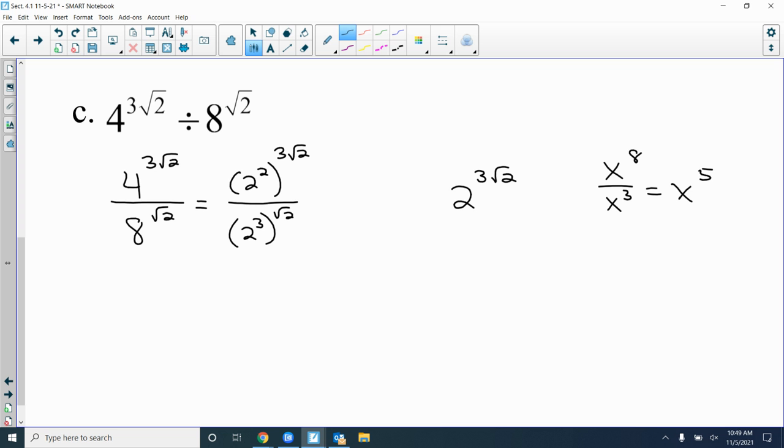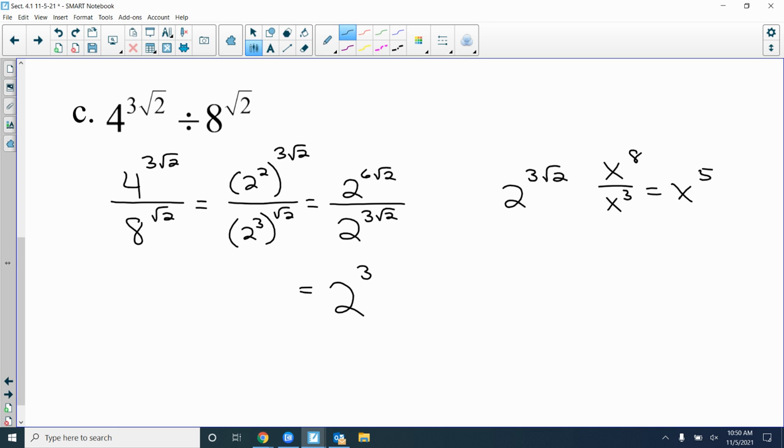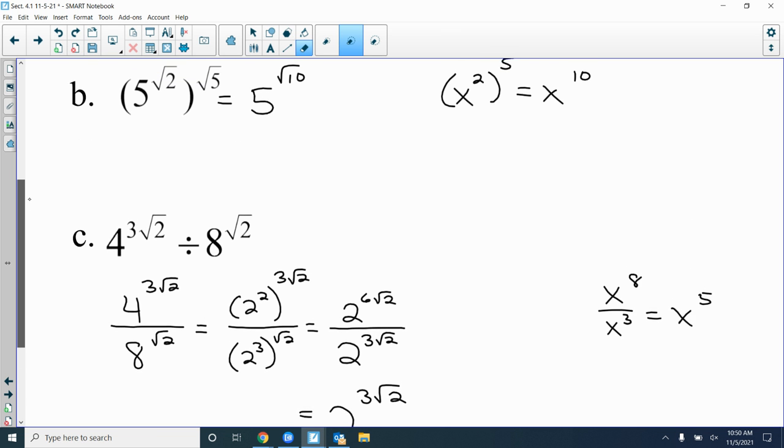So what we want to do is manipulate our base. Say, all right, can I write them as the same power? And we can here. 4 is 2 squared, 8 is 2 cubed. Now using the property from B, what do you do with the powers? You multiply them. And remember, when you multiply things with radicals, you can only multiply the numbers on the outside together. So this would be 2 times 3, this would be 6 radical 2. And then this one would be 2 to the 3 radical 2. And once I get to that point, what do you do to the exponents? Subtract them. So that's where we get the 3 radical 2. So you got to be careful there on the simplifying.